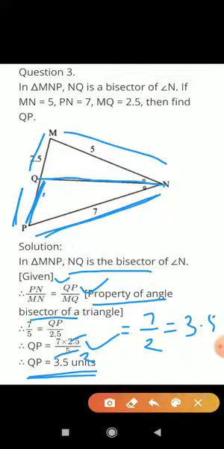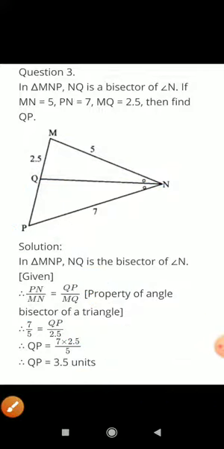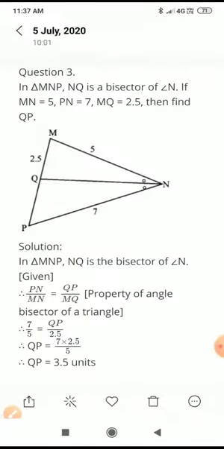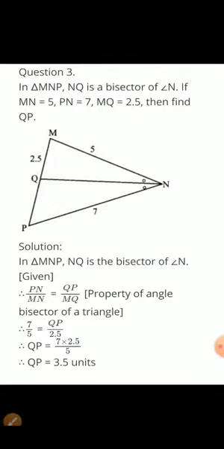All questions in this practice set are based on these 3 theorems: basic proportionality theorem, angle bisector theorem, and property of 3 parallel lines and their transversal, and the converse of these theorems. So remember these 3 theorems and their converse, and we can easily solve this type of questions. So this is for today. The remaining questions will be in the next lecture.